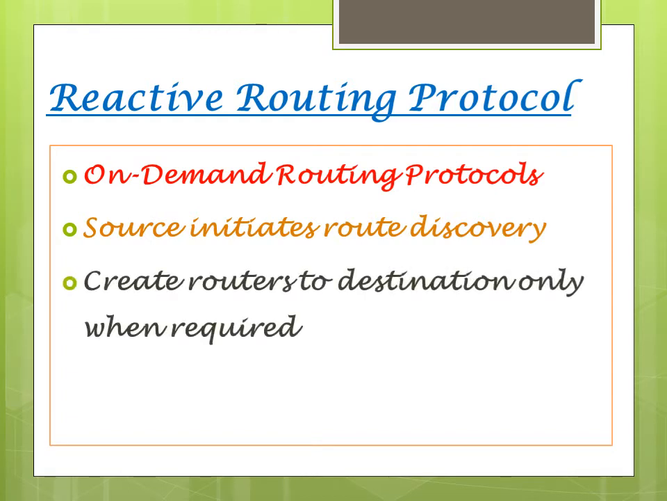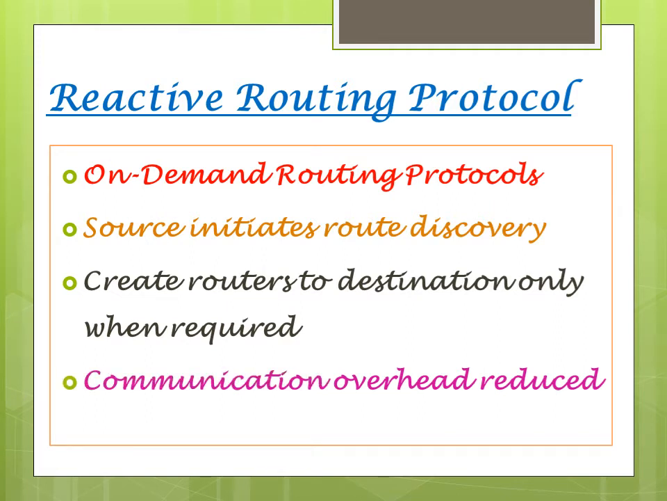The routers create the destination only when required. It means as it is an on-demand routing protocol, they do not maintain routing information at the nodes if there is no communication. When they require to send a packet to another node, this protocol searches the route in an on-demand manner and establishes the connection in order to transmit and receive the packet. As it does not maintain a routing table, the communication overhead is reduced for this routing protocol.